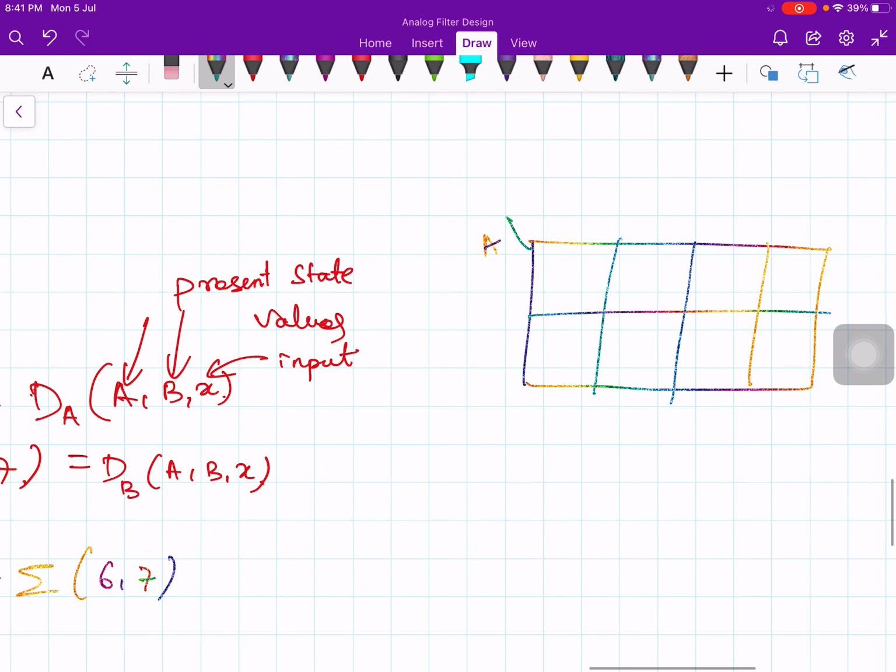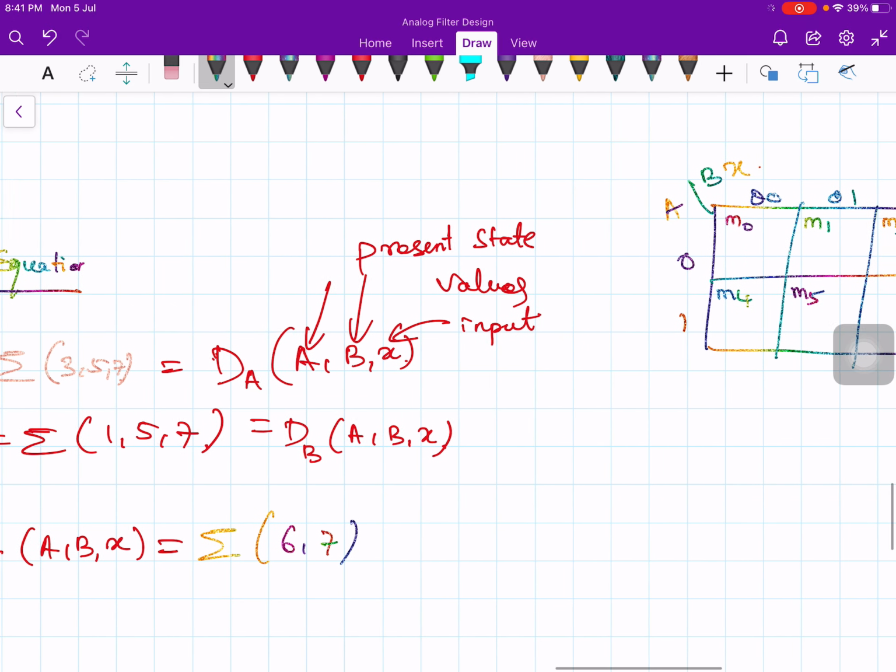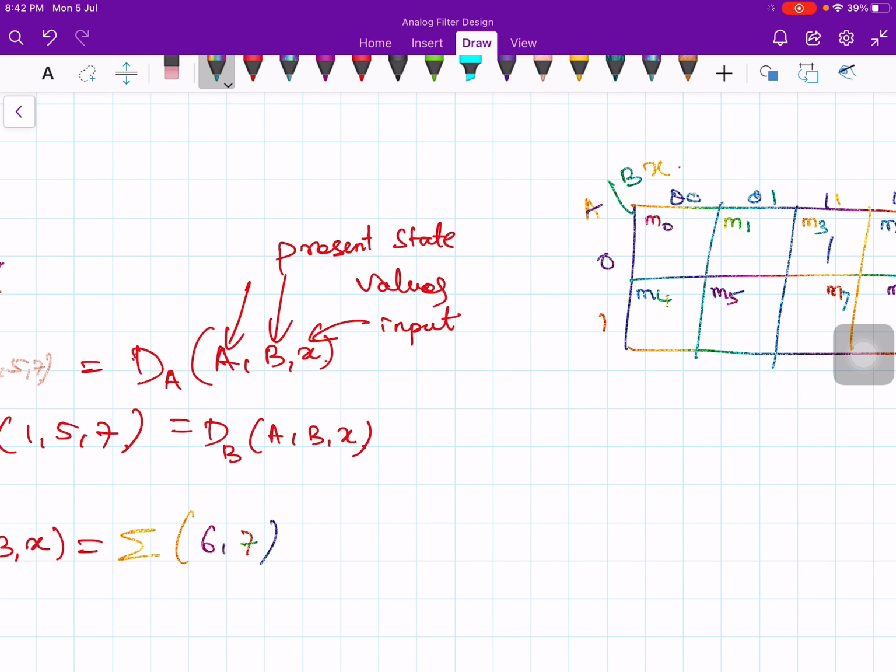A, B, X. This is minterm M0, M1, M2, M3, M4, M5, M6, M7. And 00 01 11 10, 0 1, right? So 3 5 7, 3 5 7.